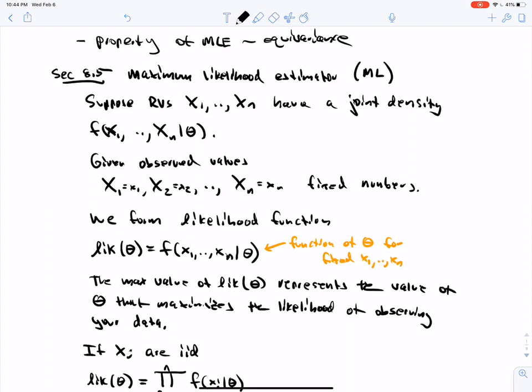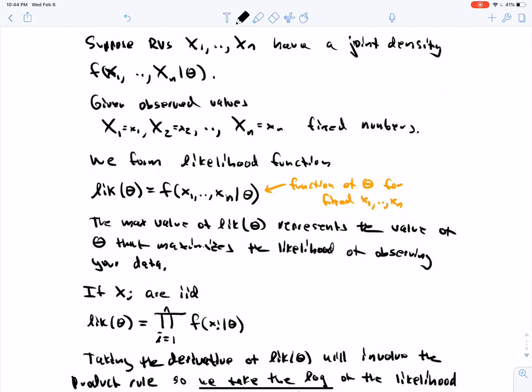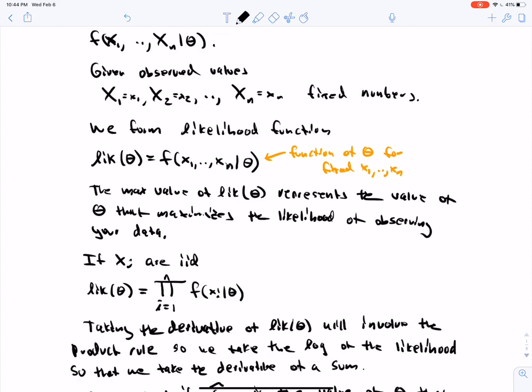So we start with some random variables. We get a joint density. We take some observations, which are little xi's, and we form a likelihood function where now, because the xi's are fixed, this is a function of theta. And the max value of this function represents the value of theta that maximizes the likelihood of observing your data, x1 to xn.